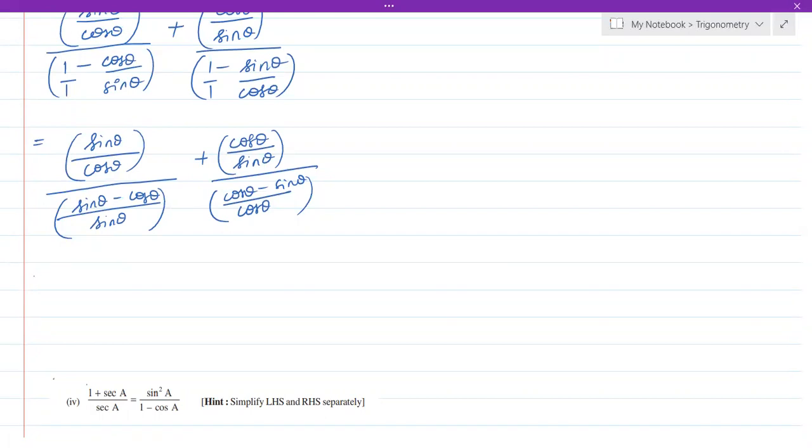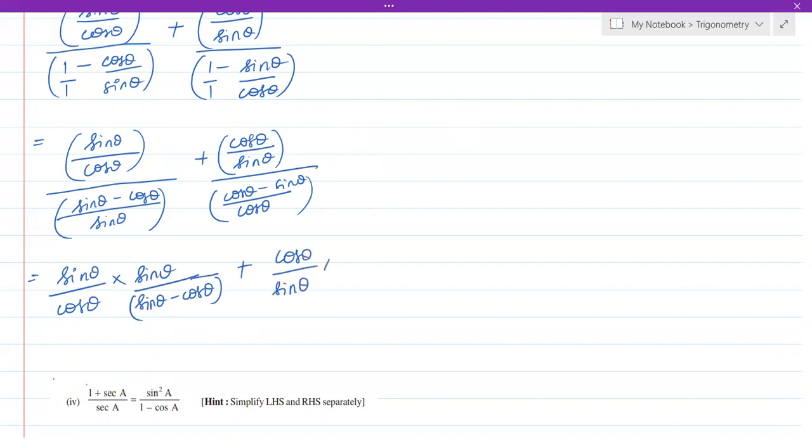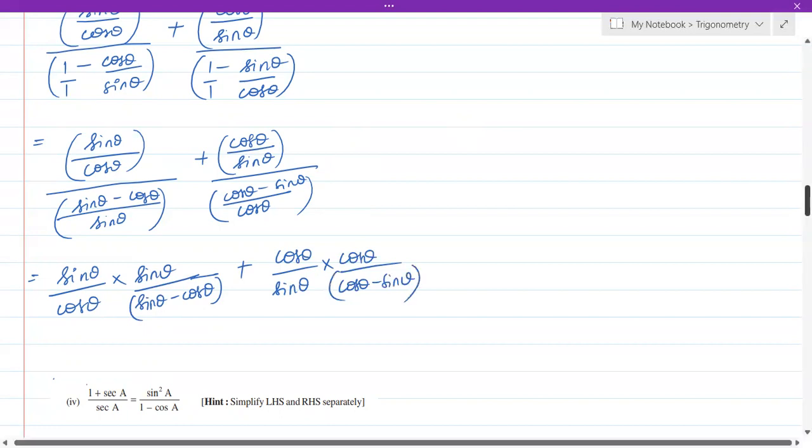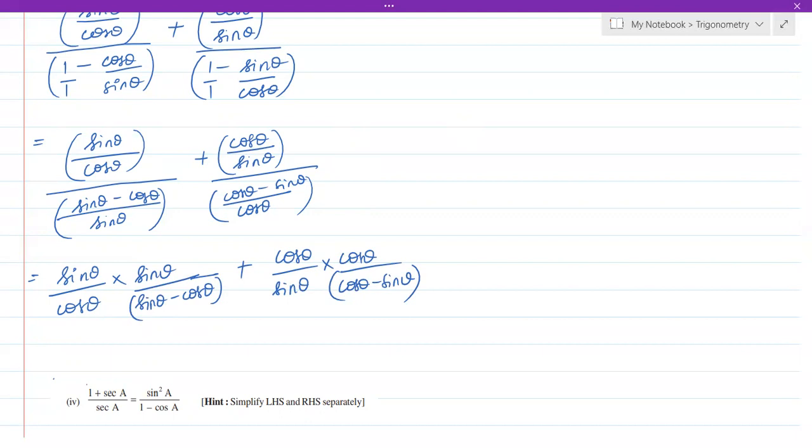So what we are going to do is a by b, sin theta by cos theta as it is, into the reverse. So it will become sin theta by sin theta minus cos theta. There are two terms, so let me put a bracket. Plus same thing here, a by b, cos theta by sin theta as it is, into cos theta by cos theta minus sin theta. Okay. So in the next step, as you can see, sin theta into sin theta will become sin square theta, isn't it?